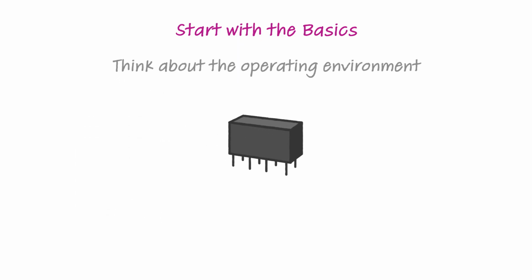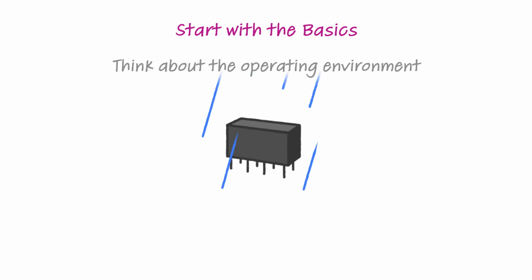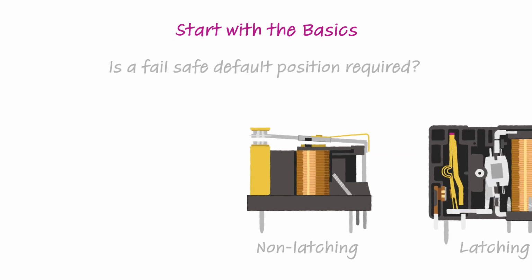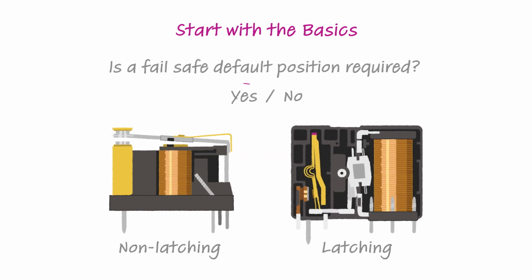Think about the environment the relay will be used in and whether shock, vibration, or contamination are concerns. Finally, decide whether a fail-safe default position is required. If so, a non-latching relay is usually the better option. If holding a state without consuming power is more important, a latching relay is the better choice.